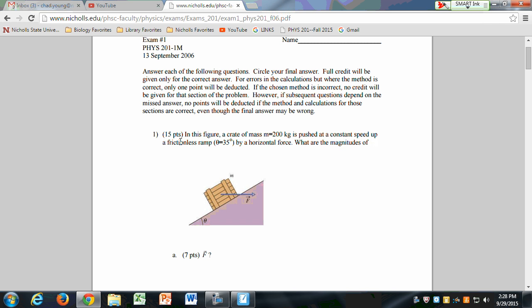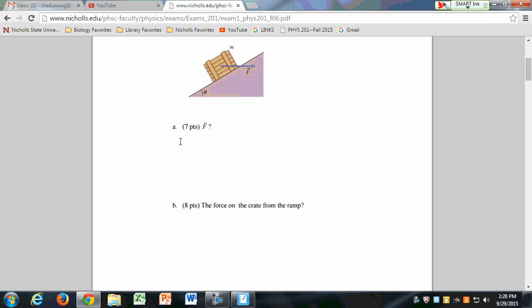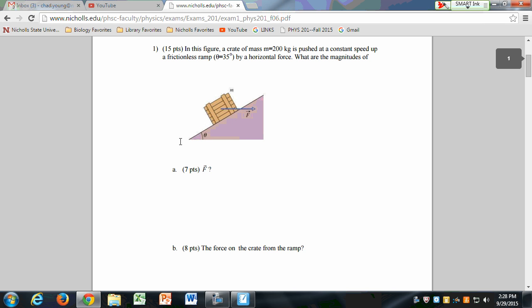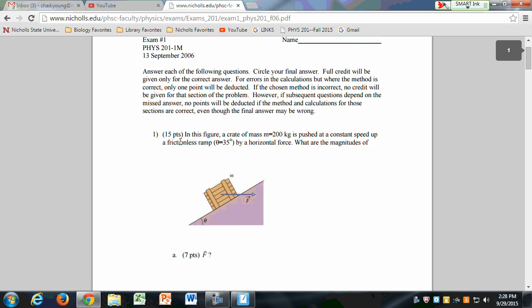I have a crate of mass 200 kilograms pushed at a constant speed up a frictionless ramp by a horizontal force. What are the magnitudes of F and the force on the crate from the ramp? That would be like the normal force. So I want to know what is F and what is the normal force. It says that it's moved at a constant speed up that ramp. So that means that the acceleration in the x direction equals 0. Let me show you how that comes about.